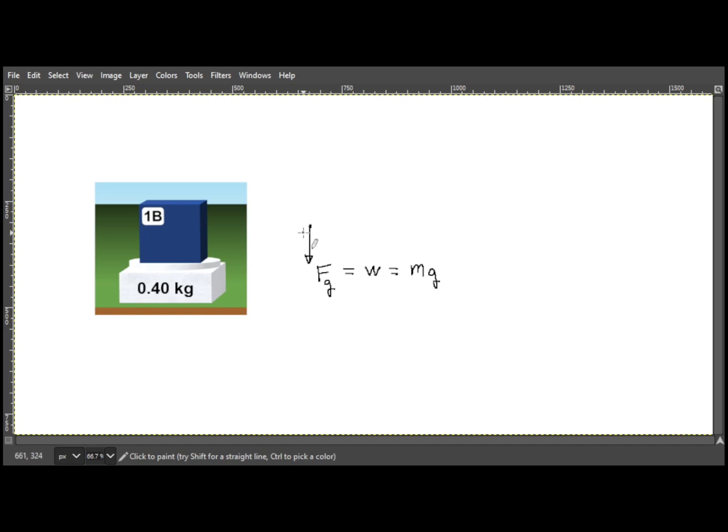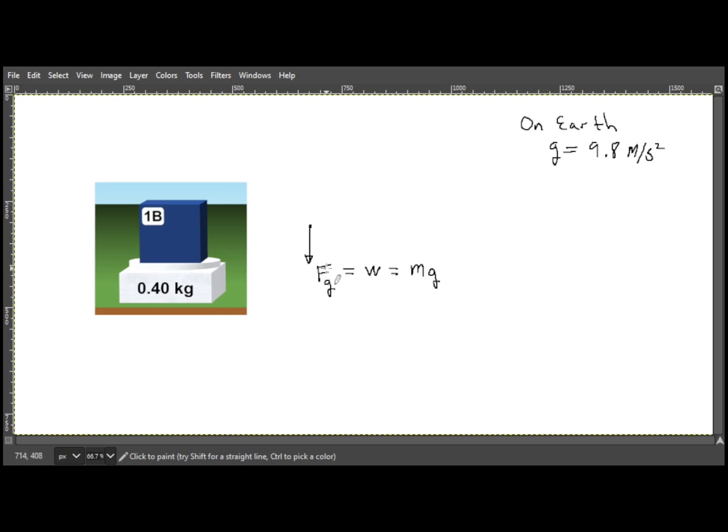Now, this dot represents the blue box. If its weight was the only force acting on it, what would be happening to that object? It would be accelerating with the acceleration due to gravity, g, and we know that on Earth that value of g is 9.8 meters per second squared. That's the acceleration due to gravity on Earth.